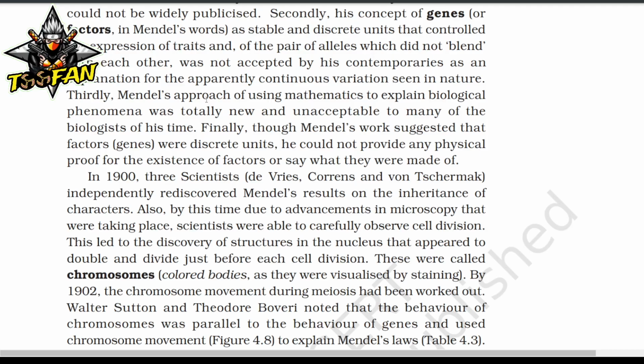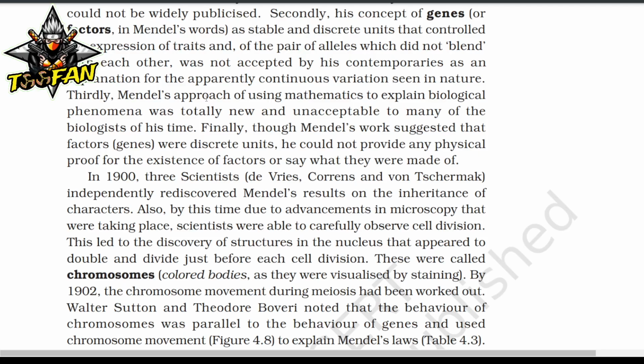Also, by that time, due to advancements in microscopy, scientists were able to carefully observe cell division. This led to the discovery of structures in the nucleus that appeared to double and divide just before each cell division. These were called chromosomes, colored bodies, as they were visualized by staining. By 1902, the chromosome movement during meiosis had been worked out.